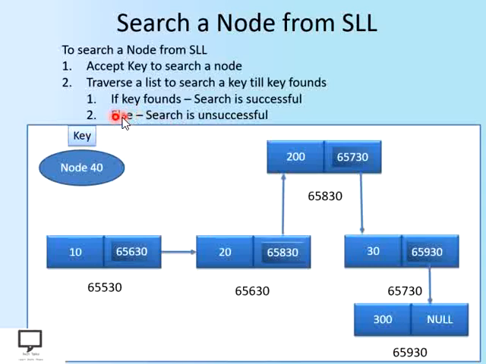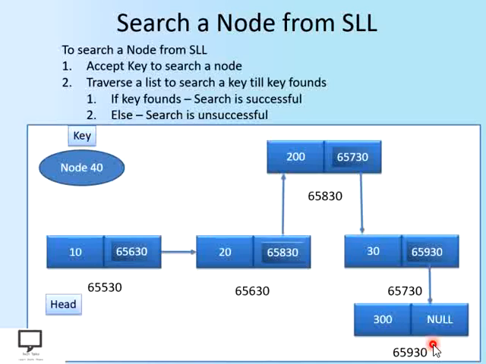We have to perform this traversal either till the end of the list or till the key is found, correct? If the key is found, search is successful. If key not found, move forward to the next node. Let's again check. If it is not, then move forward. You have to perform this continuously till either the search is successful or you are at the end of the list. And if you are at the end of the list, it means that search is unsuccessful.